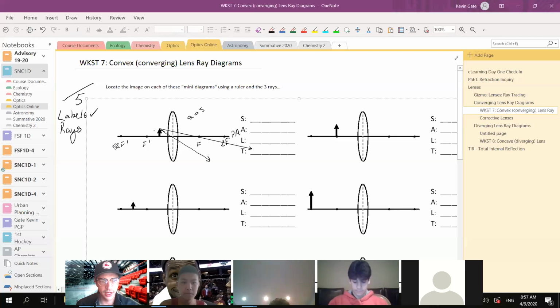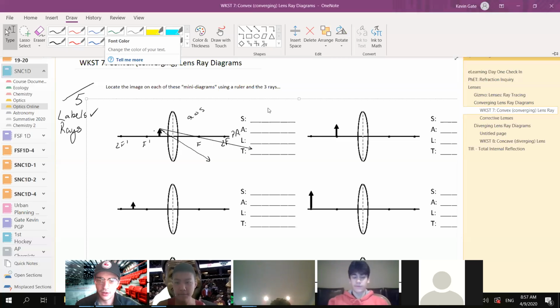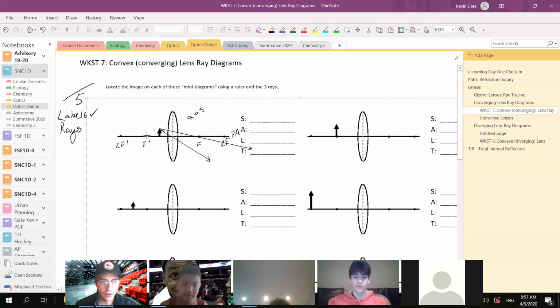Okay, and what's the third one that I can draw? Andreas? You gotta unmute yourself, dude. Through F prime and parallel to the principal axis. Okay, so through F prime, and then it will reflect.